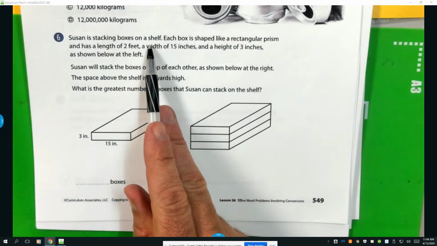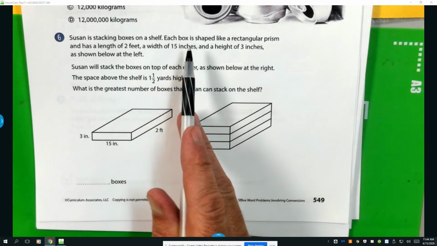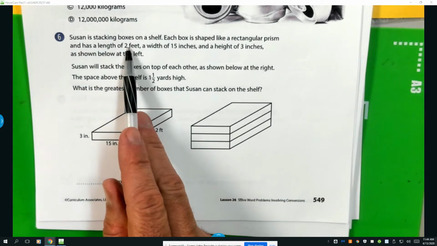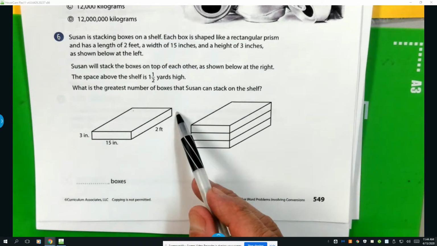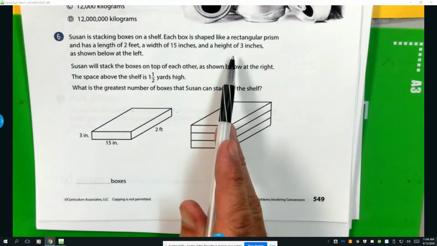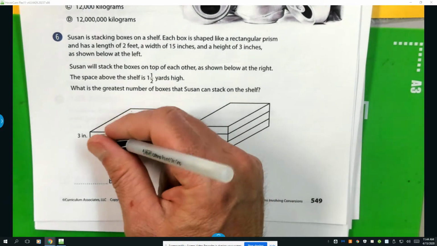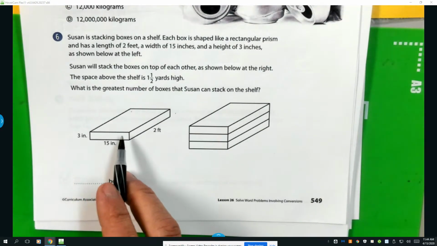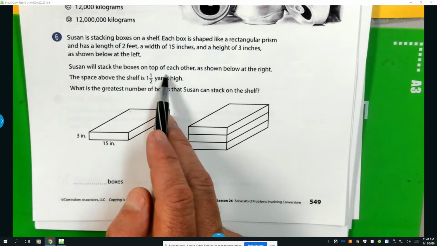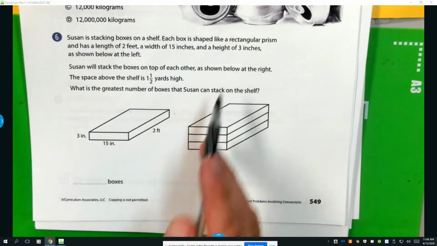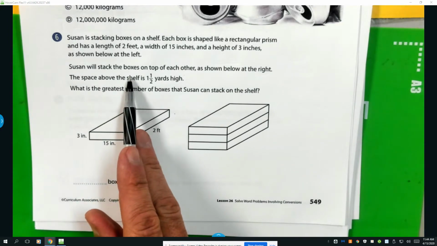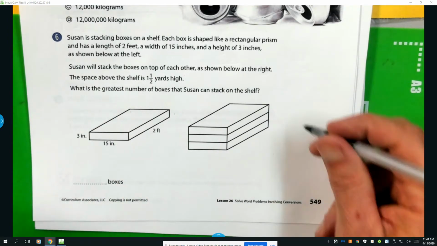Susan is stacking boxes on a shelf. Each box is shaped like a rectangular prism, like this, and has a length of 2 feet, a width of 15 inches, and a height of 3 inches as shown below. Now I looked at this immediately and thought, oh, we're going to be doing volume. Then we weren't doing volume. Susan will stack the boxes on top of each other as shown below at the right, like this. Okay, the space above the shelf is 1.5 yards high.